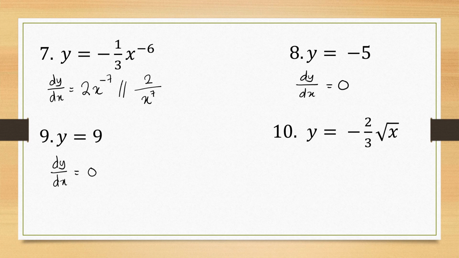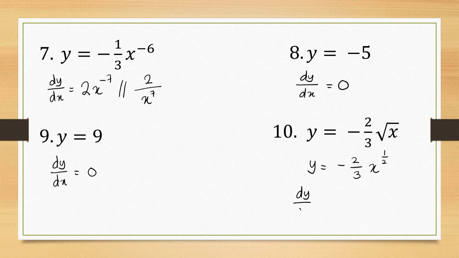The equation given is negative 2 over 3 square root x. There is no power of x, so you have to change the equation x into indices. You write x as a power. So y equals negative 2 over 3 x power of 1 over 2. Square root, we write it in indices as power 1 over 2. So when you already have the power, then only you differentiate the equation.